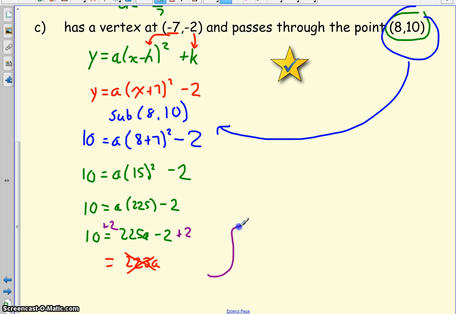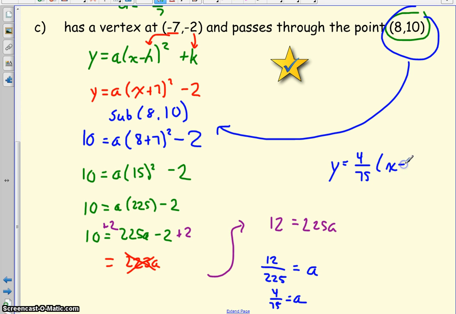So now my left side is going to be 10 plus 2, which is 12. And I have 225a on the right hand side, and now I'm just going to divide both sides by 225. So that's going to give me a equals 12 over 225, okay, which hopefully you can see reduces to 4 over 75. Okay, so in the end, my equation in vertex form, it's a lovely a value of 4 over 75, and I wind up with x plus 7 all squared minus 2. Okay, and that's it, that's all.